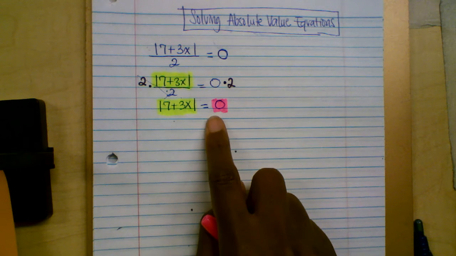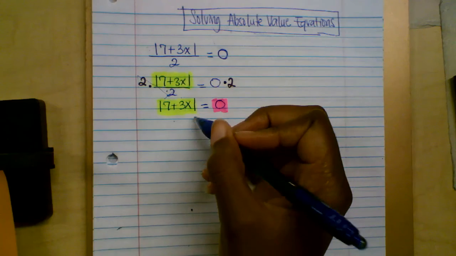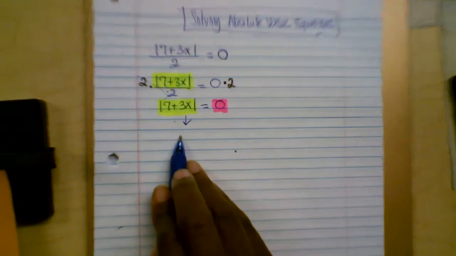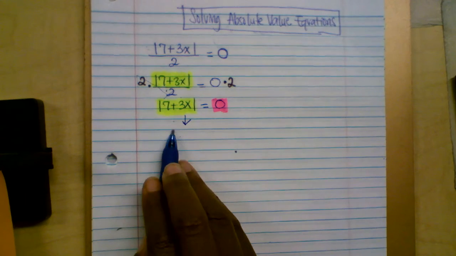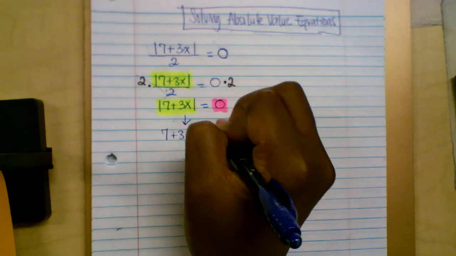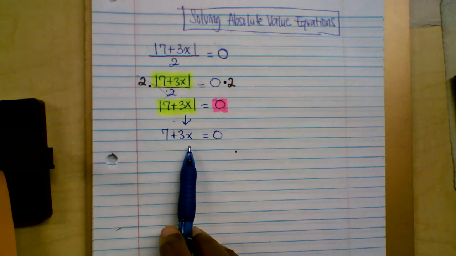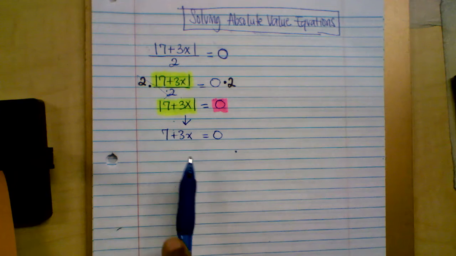So are we going to write two equations, one for negative 0 and one for positive 0? No. Why? Because negative 0 and positive 0 are the same number, it's just 0. 0 is neutral. So I have to come down and rewrite it as only one equation. Now I'm going to drop the absolute value. It's going to be 7 plus 3x equal to 0, because I want to find a number that gives us a distance of 0.